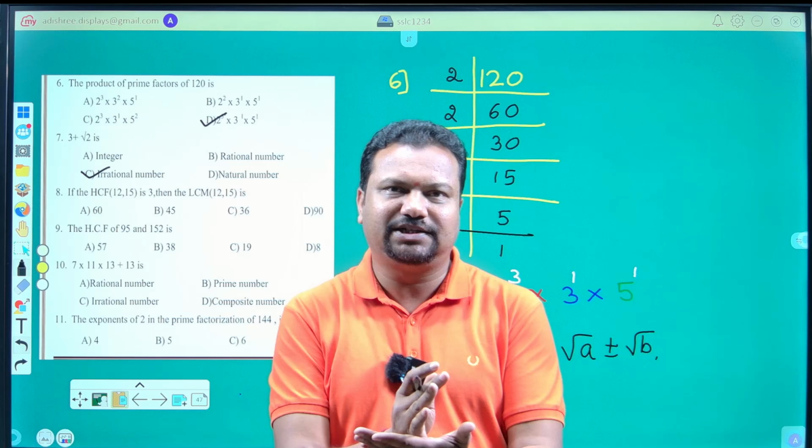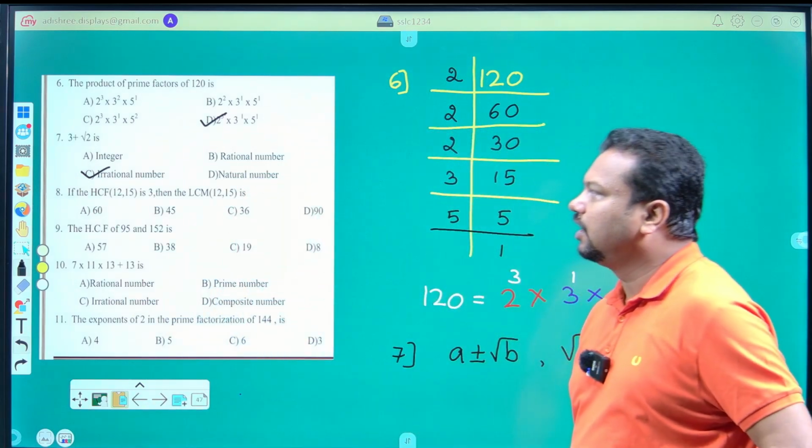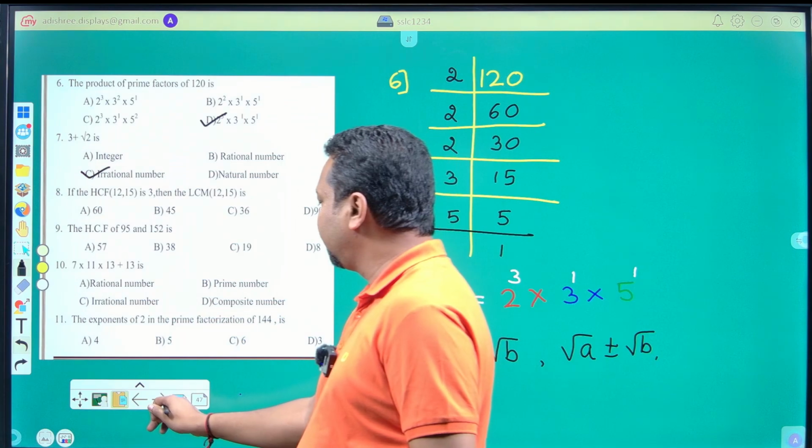So root 2 will be retained as it is. Hence, it should be an irrational number. Done? Let's go for the 8th one.